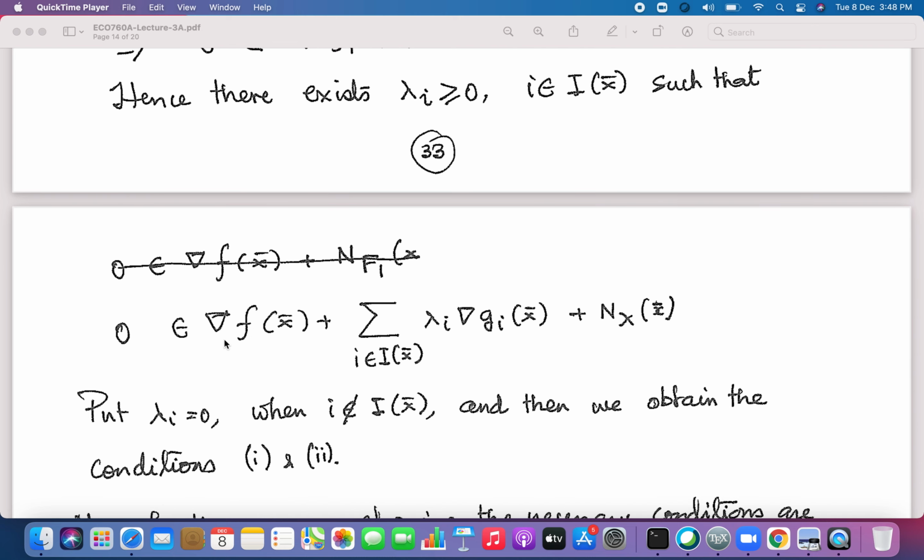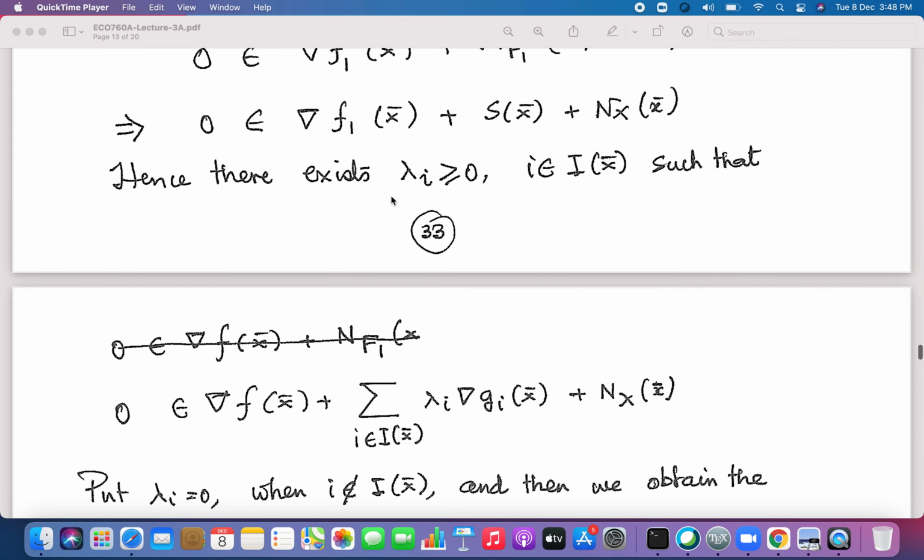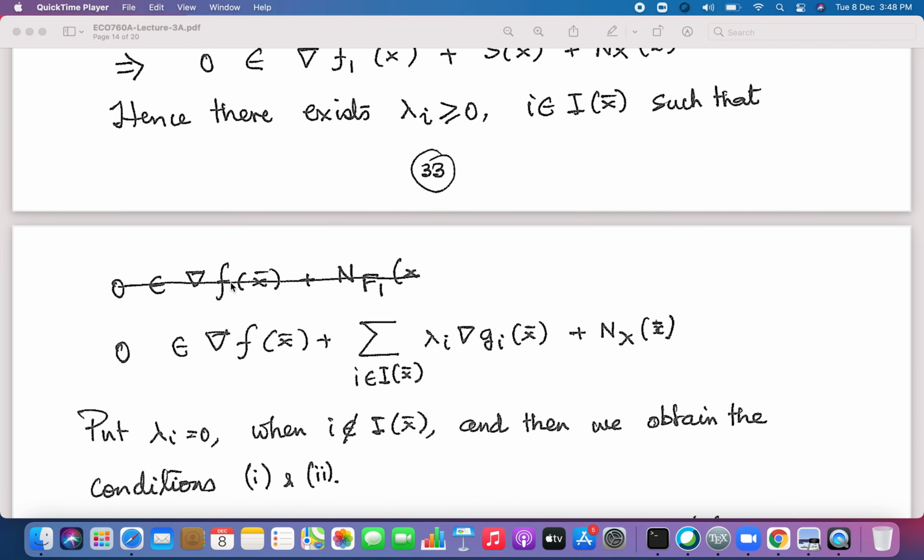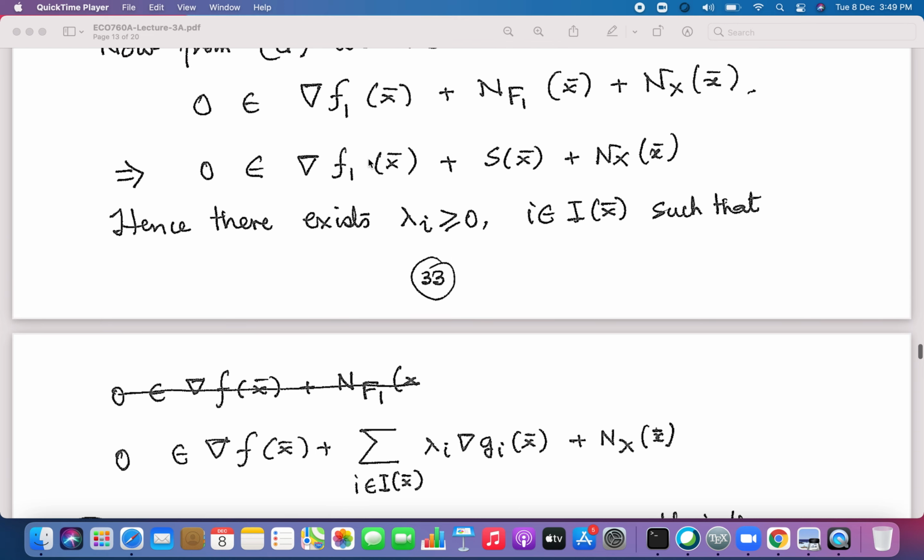Here I've made a lot of printing mistakes, I admit. So 0 is an element of grad f(x bar) plus this, so there exist some lambda i's. Again I'll repeat, what does it mean? It means that there must be an element v in S(x bar) and w in N X(x bar), such that 0 is equal to grad f(x bar) plus v plus w.